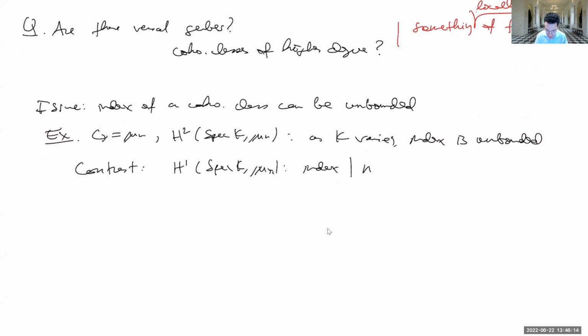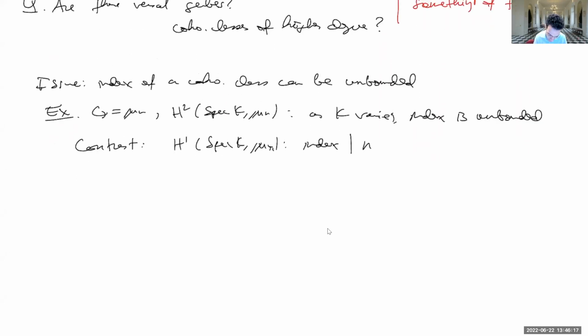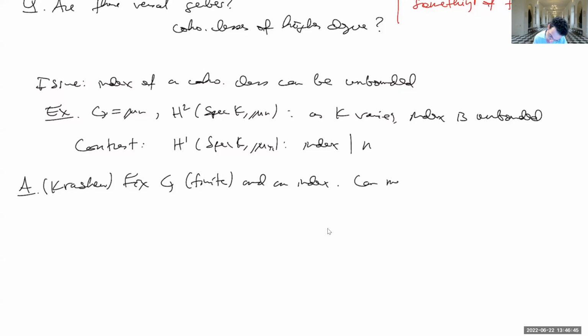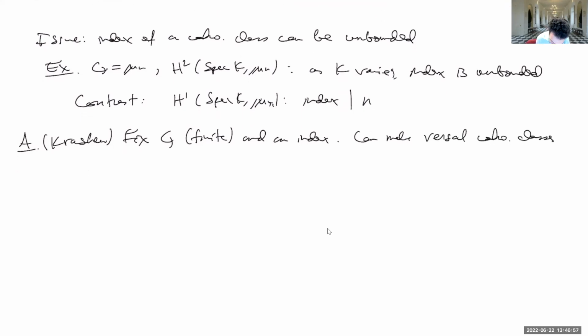Now, if you allow yourself to fix the index also, then there's a straightforward answer to what to do to make versal cohomology classes that, as far as I know, was first written down by Krashen. And that goes like this: if you fix G and an index, and let's say G is finite, it shouldn't really matter. But fix an index, then you can make versal cohomology classes like this, by using spaces of Galois cocycles.